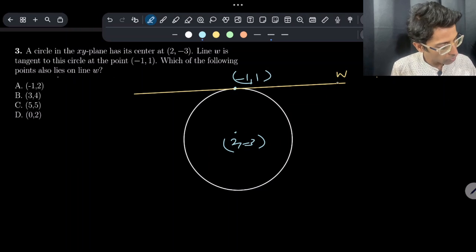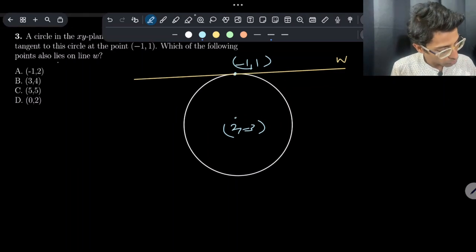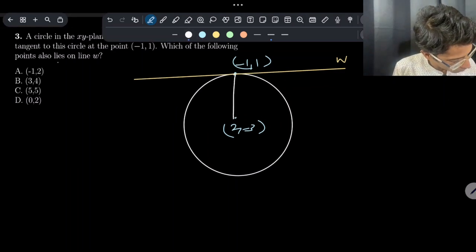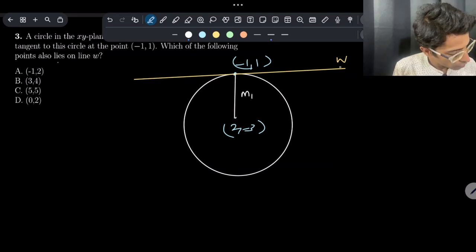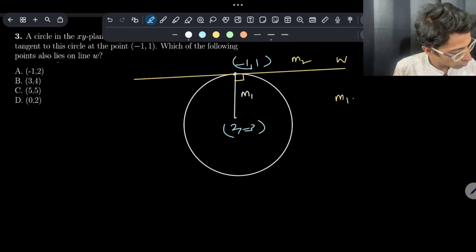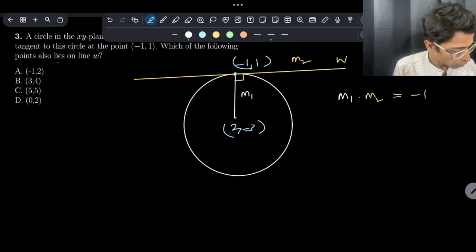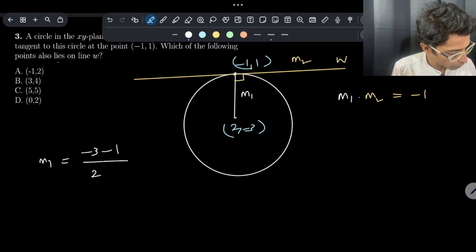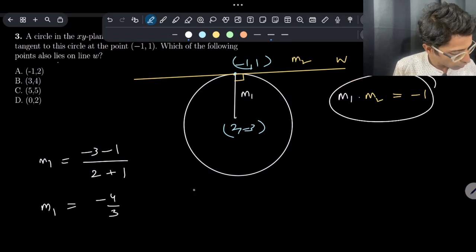So the first thing is we need to find the equation of line W. To find the equation of the line, we need to first find the slope of this line. Once we know the slope of line M1, then let's consider the slope of line W as M2. Because these two are perpendicular to each other, M1 times M2 should be equal to minus 1. So what do we have? Let's first find the slope M1. M1 is (-3 minus 1) by (2 plus 1), which is minus 4 by 3. So that is the slope of M1. From this equation we get M2 as 3 by 4.